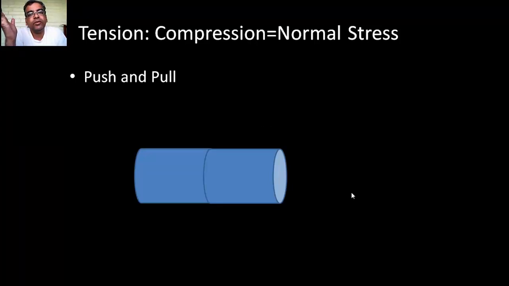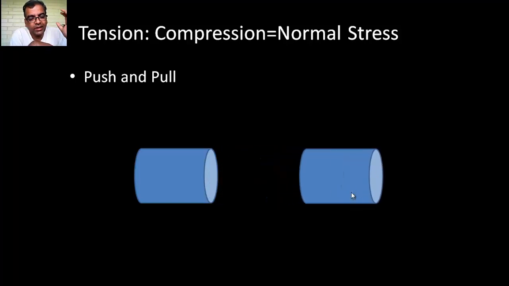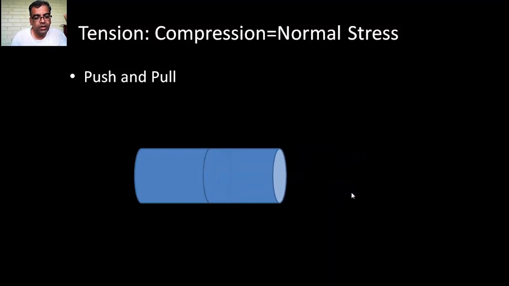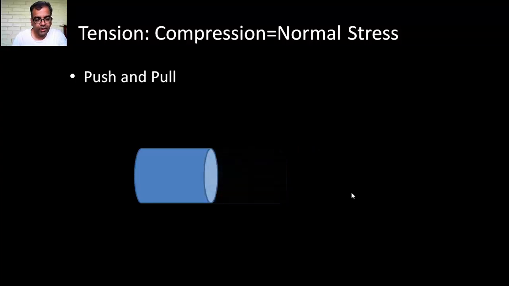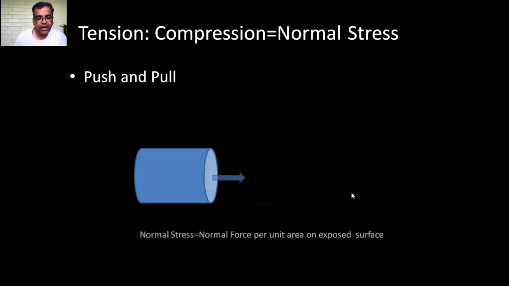Tension or compression gives rise to what is called normal stress. Normal does not mean common, it means perpendicular. So imagine two bodies, I cut one of them and I am moving them back and forth. If I want to see what is the effect of this, I have made one part disappear and I have replaced it with a force. The normal stress, average normal stress, is the normal force per unit area on the exposed surface. That's what normal stress means. Normal force per unit area on exposed surface.